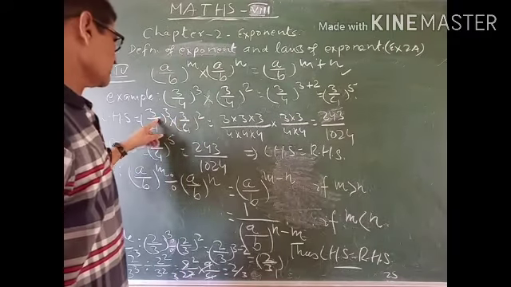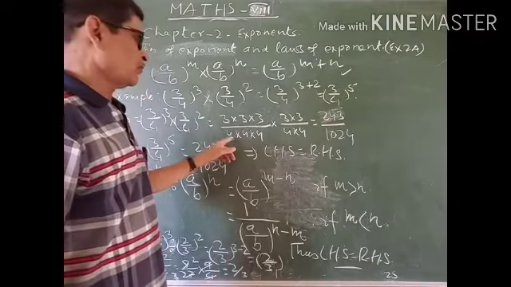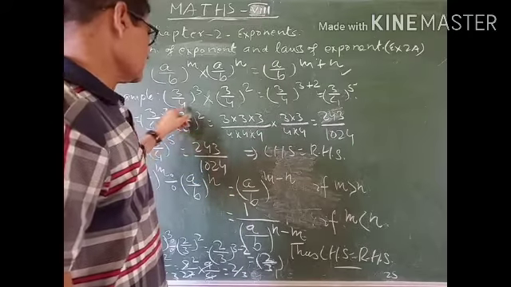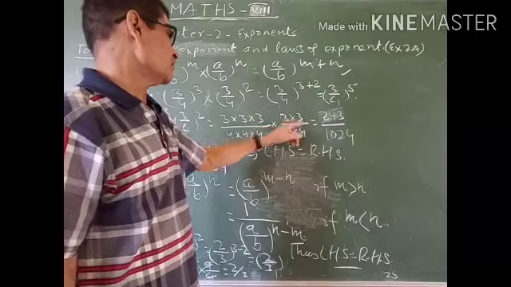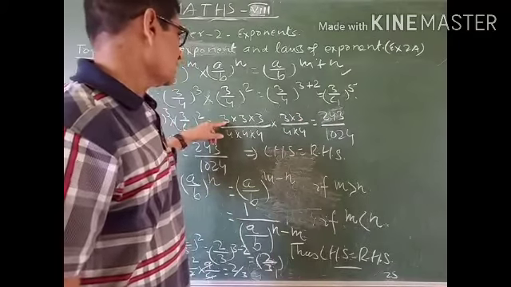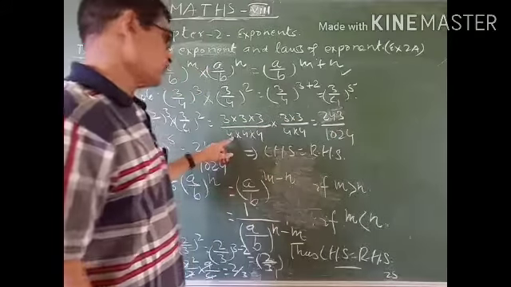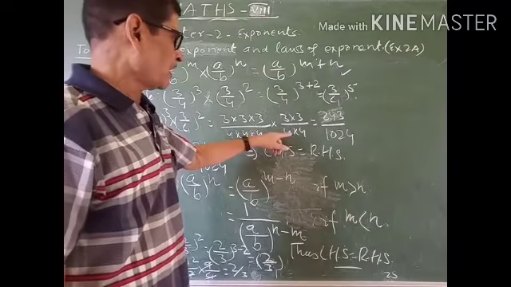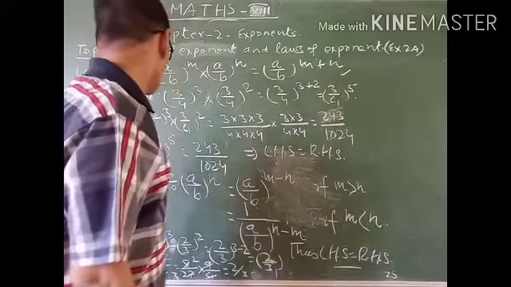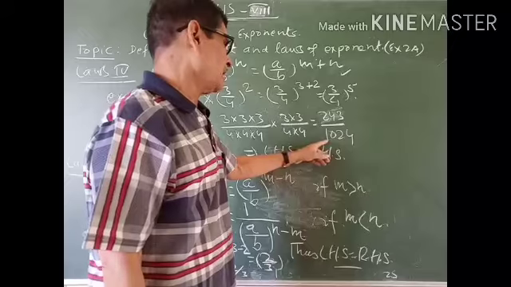Now LHS is equal to (3/4) cube into (3/4) to the power 2. You can write this as 3 into 3 into 3 over 4 into 4 into 4, and so on. If you multiply 3 five times, you will get 243. And if you multiply 4 five times, you will get 1024. This is how the value of LHS is 243 by 1024.